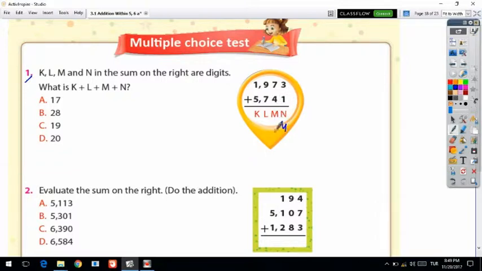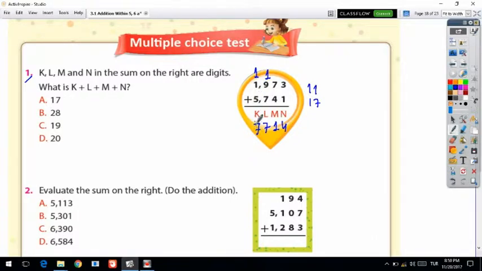3 plus 1 is equal to 4. 7 plus 4 is equal to 11. So 1 comes down, 1 goes next. 1 plus 9 is equal to 10. 10 plus 7 is equal to 17. Then 7 comes down, 1 goes next. 1 plus 1 is equal to 2. 2 plus 5 is equal to 7.